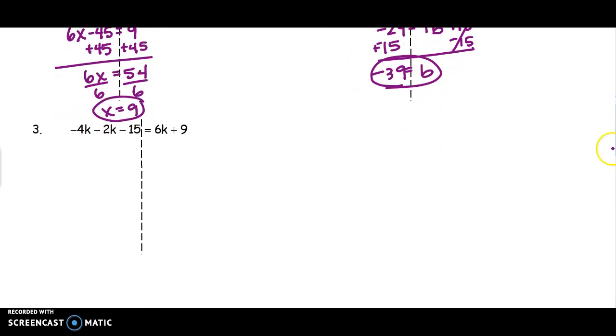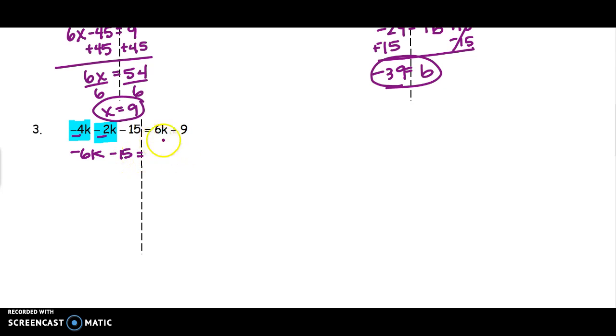Another way you could simplify is when you have like terms. So always look to see if you have like terms on each side of your equation. In problem number 3, we have negative 4k and negative 2k. You always add the number out front. Negative 4 plus negative 2 is negative 6k minus 15.